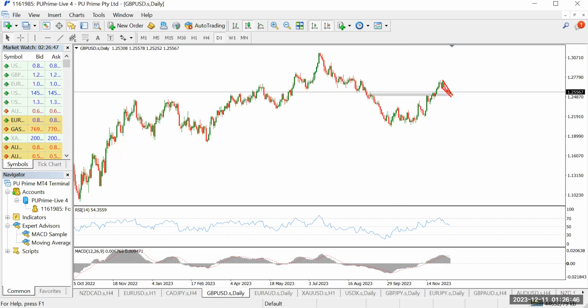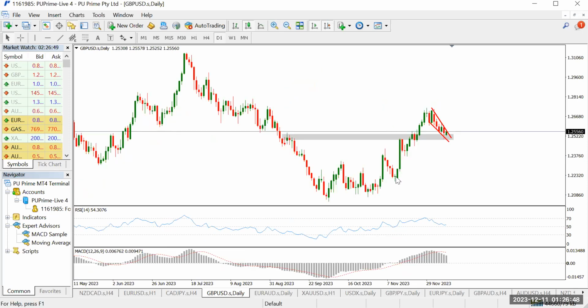Then we'll look at GBP USD. Now this is GBP USD on the daily time frame. We can see that price hit a resistance zone and broke out above the resistance. The resistance is now support, and we expect a bullish continuation right there.